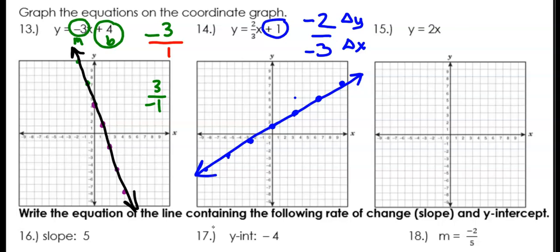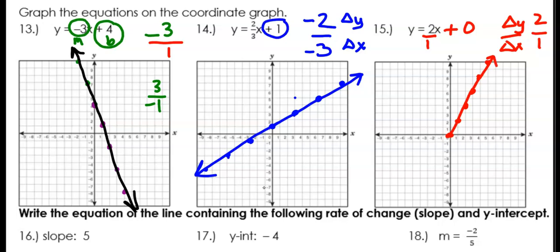All right, the last one doesn't have a constant. And if the constant is missing, it's 0. If the rate of change numbers are missing, they're 1s. So I'm going to start at 0, and the change in y is 2, and the change in x is 1. So +2 on the y, +1 on the x. Up 2 over 1.